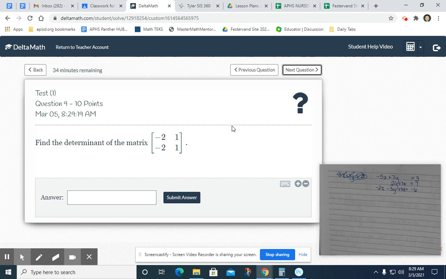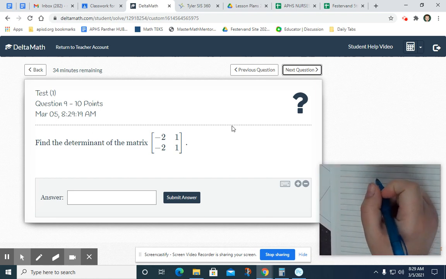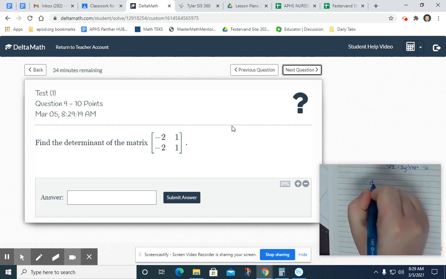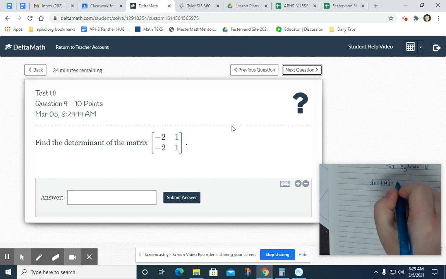Okay, determinant. This is what we went over yesterday. So as a reminder, the formula for the determinant of a matrix is AD minus CB. And remember that's going to be A, B, C, D. This is how we order them.